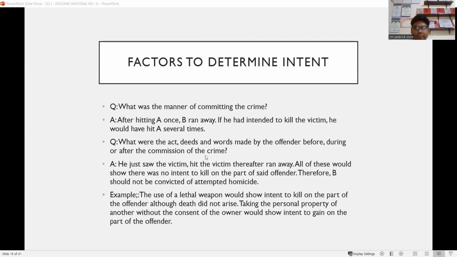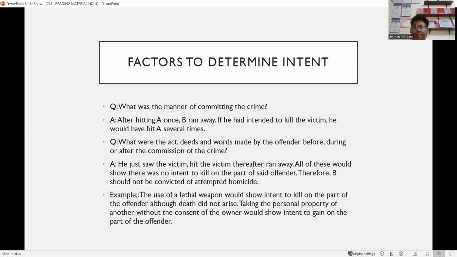So, for example, the use of a lethal weapon would show intent to kill on the part of the offender, although death did not arise. As long as you use a lethal weapon, such as a gun, it would show that there's intent to kill on the part of the offender.